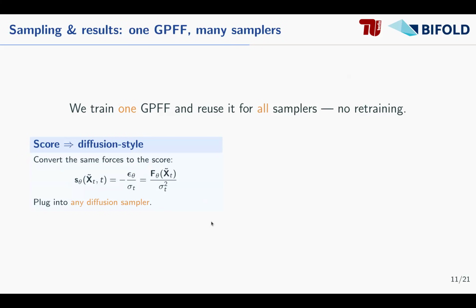And this works because we can just calculate the score function here by scaling our pseudo-forces with the squared noise level sigma t. And once we obtain the score function, we can just plug it into any standard diffusion model sampler and use it to generate structures.